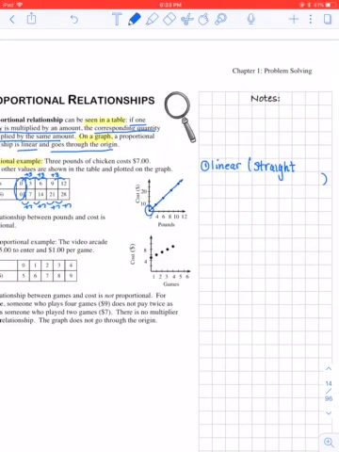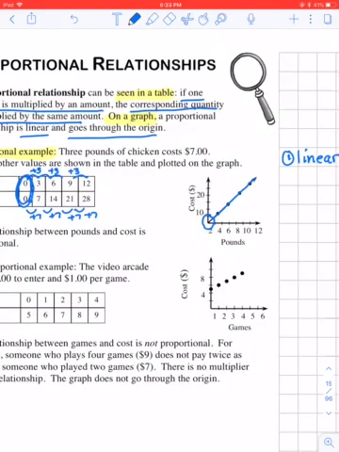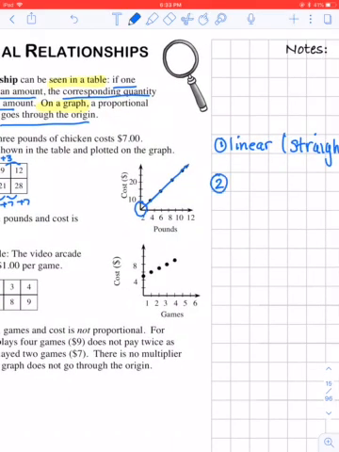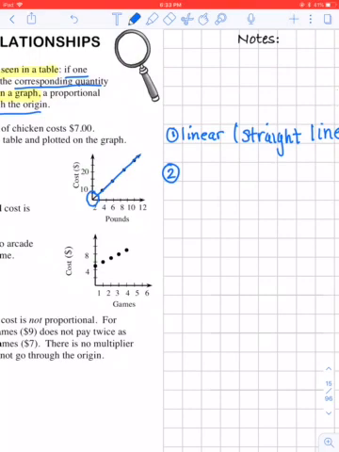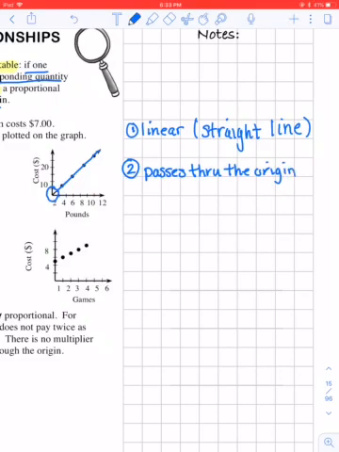So let's take that note so we have that. And then we noticed here that at 0 pounds it was $0, and on the graph it's passing through the origin. So that's the second criteria for a proportional relationship: passes through the origin. The origin is where the two axes meet, so the x value is 0 and the y value is 0.